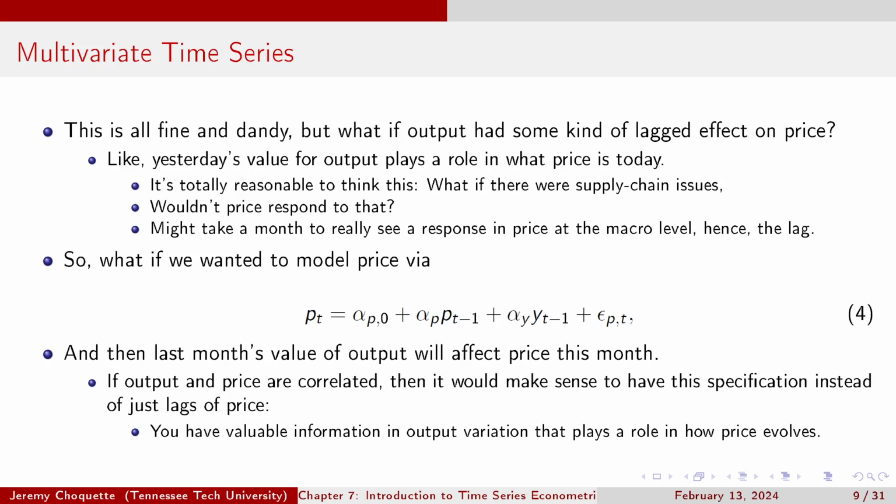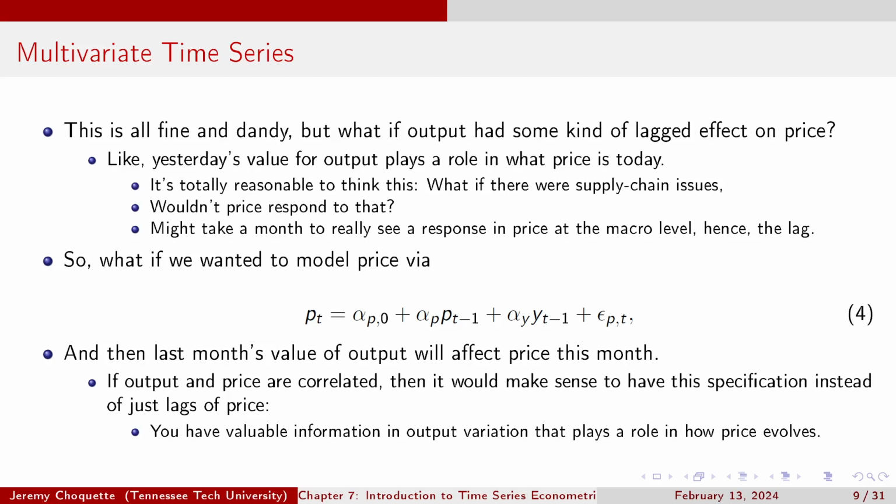I mean, think, yesterday's value for output probably plays a role in what the price is today. If there's supply chain problems over the last couple months, that's probably going to be reflected in the price today. Just makes sense that that's probably what would happen. Maybe it takes a month or two, but eventually you'd see it.